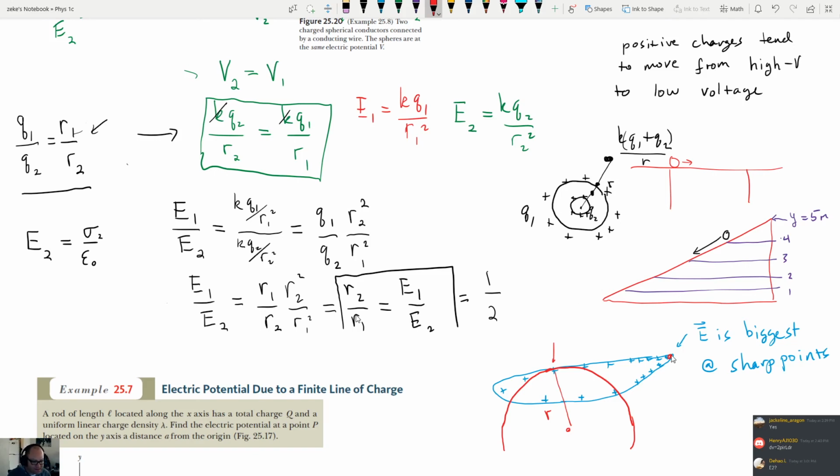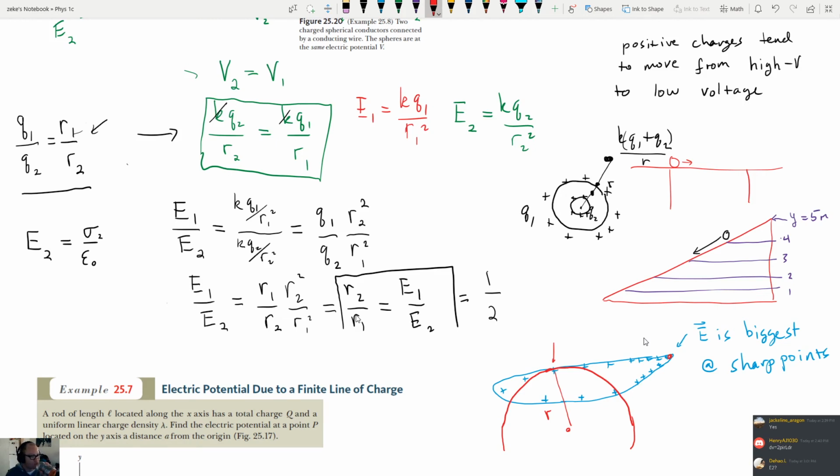But for things like this little sharp point right here, you'd have to draw a really tiny circle, and the tiny circle means that it's a really high curvature at that point. Okay? So, electric field is biggest near sharp points. That's also the place where you're more likely to get shocked, basically. Okay, anyone have any questions?